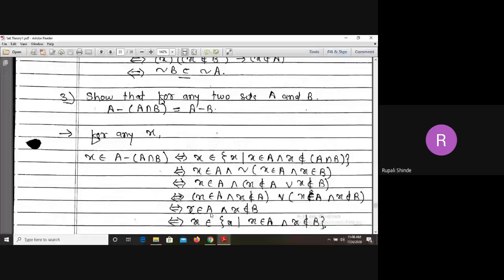Just consider the second bracket, that is X belongs to A and X does not belong to B. Means what? The element which is present in set A but not in B, and that is equivalent to A minus B. So in this way we have proved this part: A minus A intersection B is equal to A minus B.